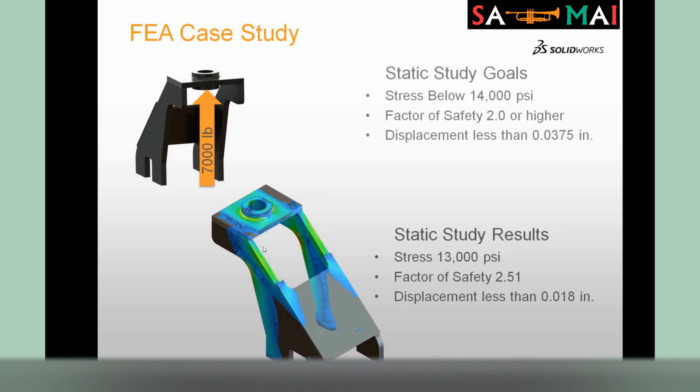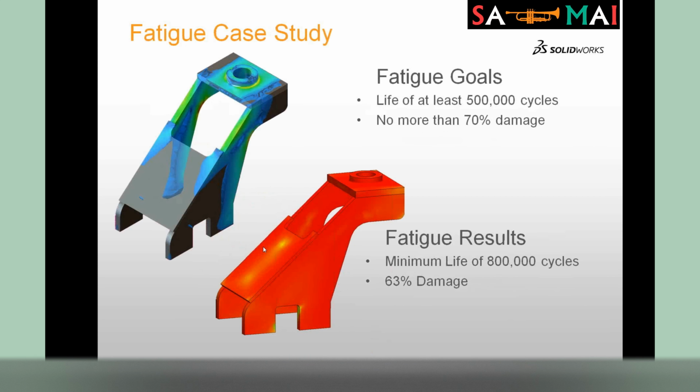I want to switch back to the PowerPoint and let's talk a little bit about the fatigue case study. So our fatigue goals: this press needs to run, let's say, 500,000 cycles, and we can see no more than 70% damage at 500,000 cycles. The results that we're going to get out of this is the minimum life is actually 800,000 cycles. So we're going to exceed that goal, and we're going to only see 63% damage in very small areas when we run this.